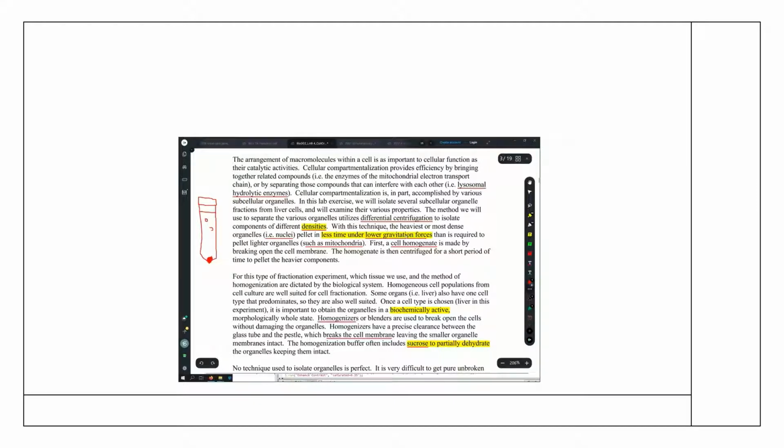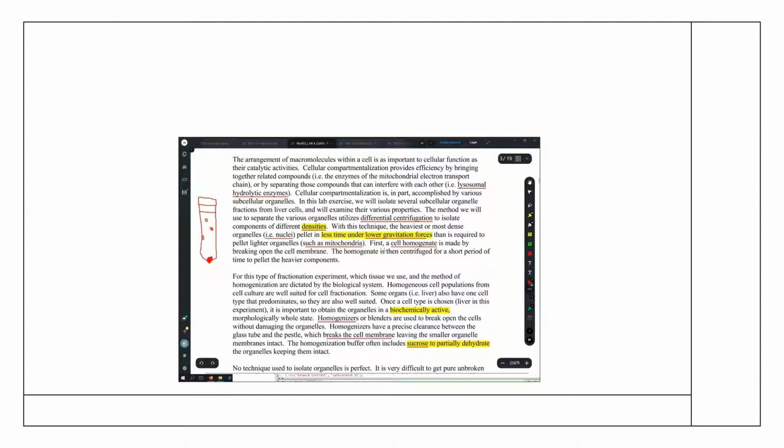With this technique, the heaviest or most dense organelles pellet in less time under lower gravitational forces than is required to pellet lighter organelles, such as mitochondria. So in order to get the mitochondria, because they're lighter and less dense, we're going to need to increase the RPM and the amount of time that we centrifuge, okay?